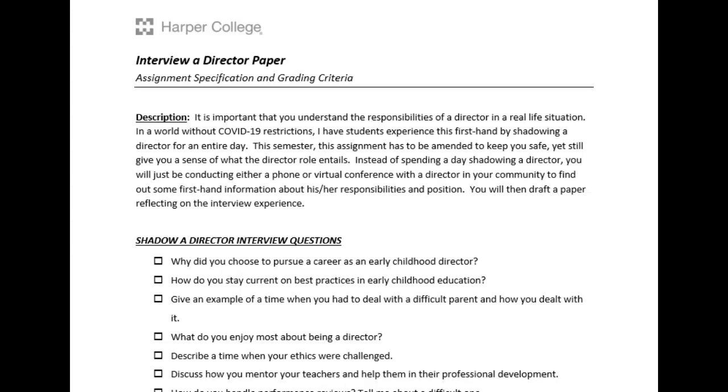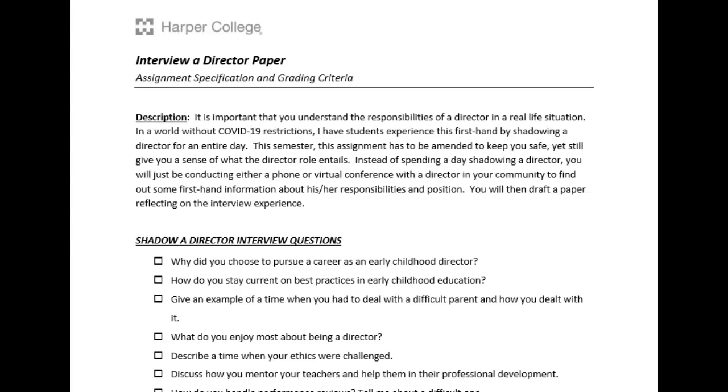guys to actually go schedule your time in an early childhood program, and I have you shadow a director for an entire day, and that way you get to see what goes on and the types of responsibilities and things that are happening and get a little feel of what the world of the director is all about. But since I cannot assign you to do that and to go into a center right now because of COVID restrictions, then I have had to scale back this assignment to make it something a little bit different.